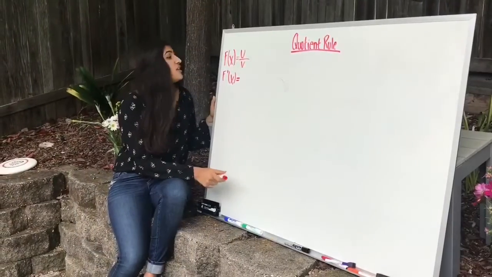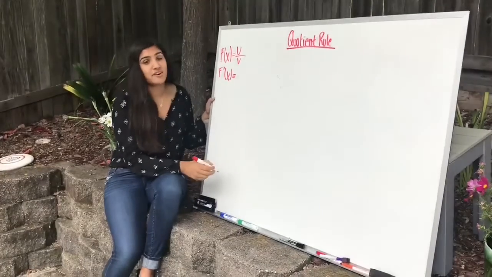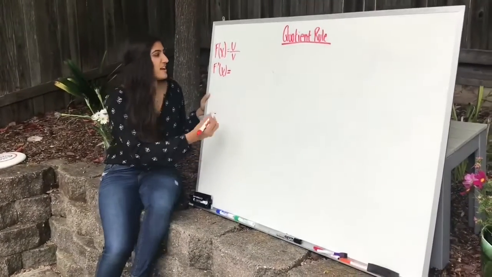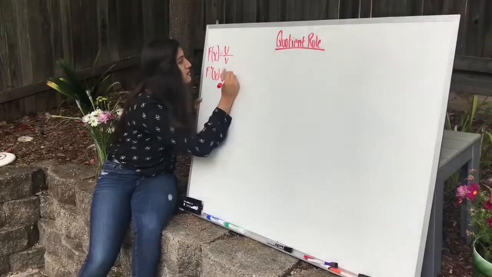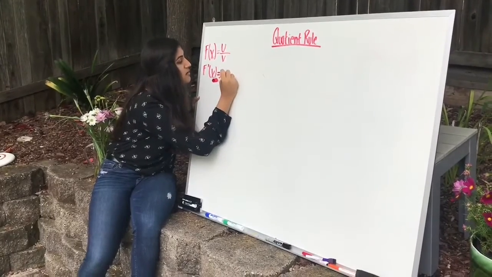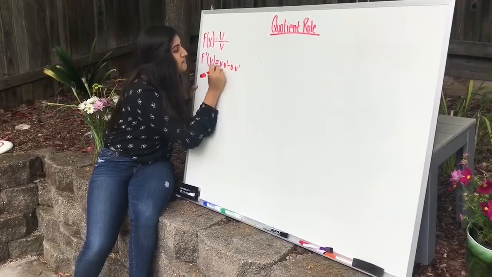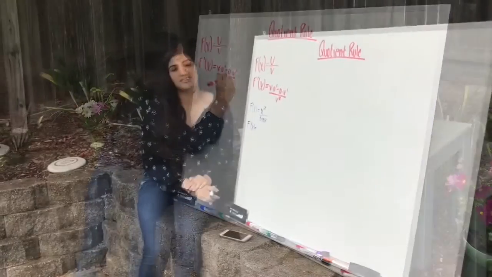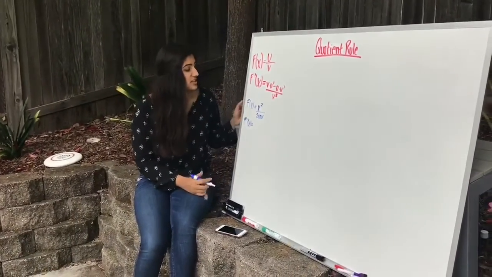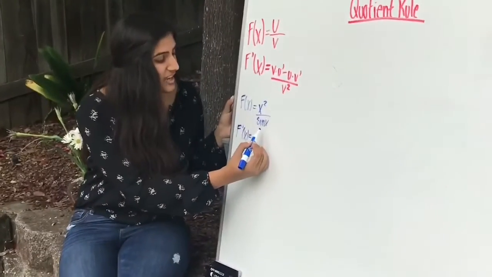Just like the product rule, the quotient rule also has a very specific equation. Now, let me just write it out. So, let's look at an example. So this function is f of x equals x squared over sine x.